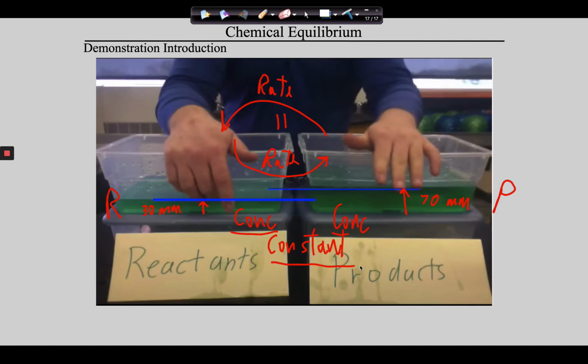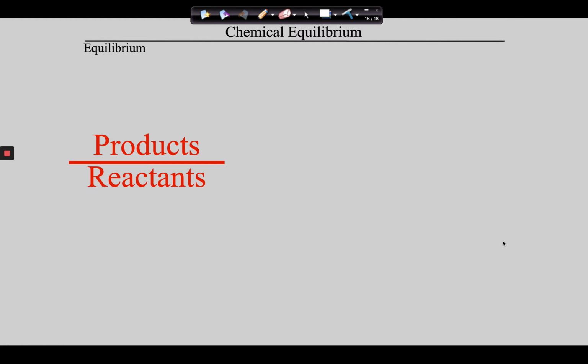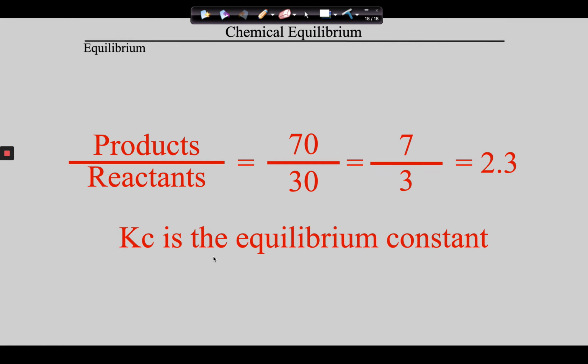And you're going to find out in the next class period that this constant has a name. And I'd like to share that with you. Don't get too caught up in this. We'll come back to it later. But this amount, 70-30, actually has a name. This product to reactant ratio, which is 70 divided by 30, or 7:3, or 2.3, is what is called the equilibrium constant. And this equilibrium constant, which is abbreviated Kc, is the amount of product divided by the amount of reactant at equilibrium. And you'll notice that in this example, it's 7:3.